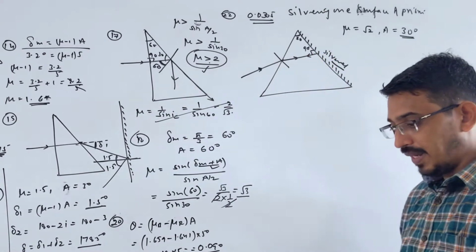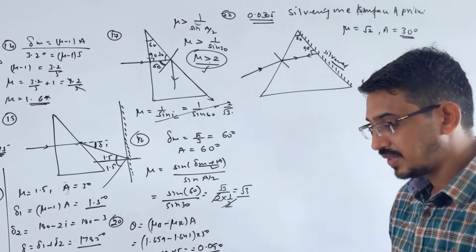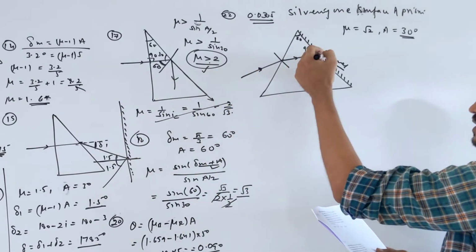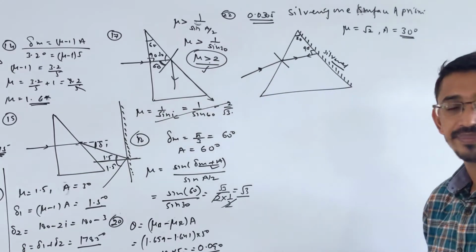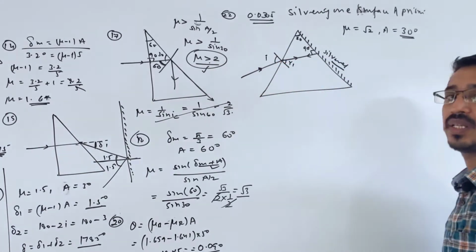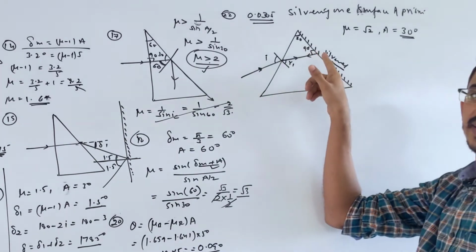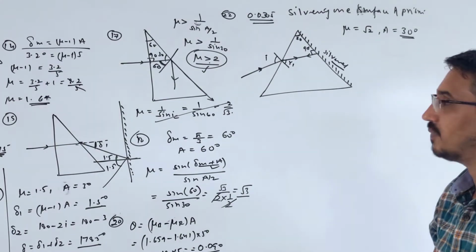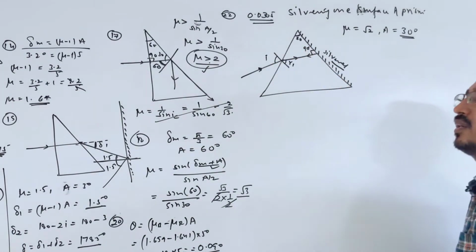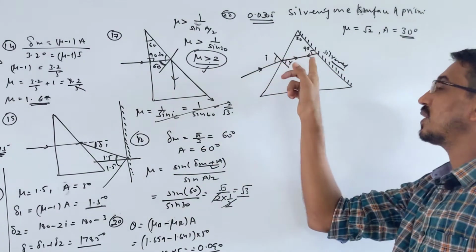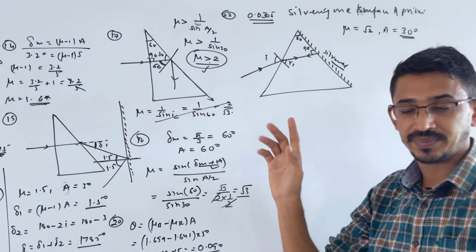A beam of monochromatic light enters the prism from the other face and will retrace its path after reflection from the silvered surface. Clear? This is the angle of incidence i, this is the angle of reflection. Here the angle of incidence the second time is 0 degrees, reflection also 0 degrees. If light is retracing its path, this happens when light hits perpendicular to this mirror. Then it will retrace.